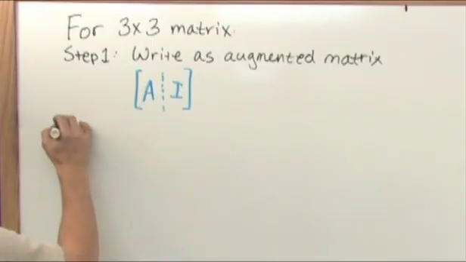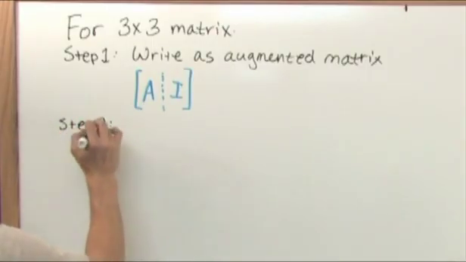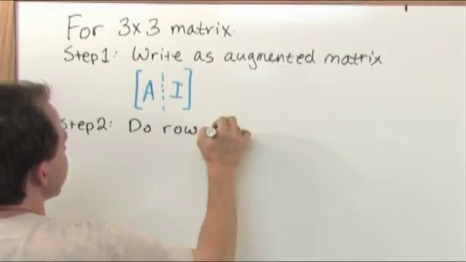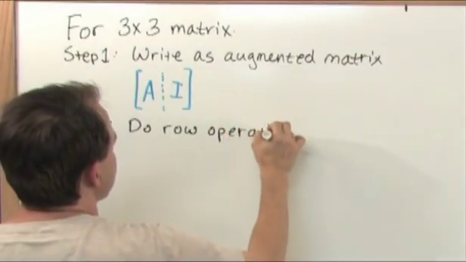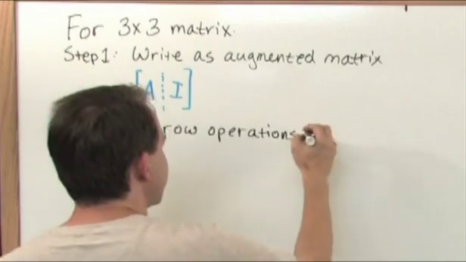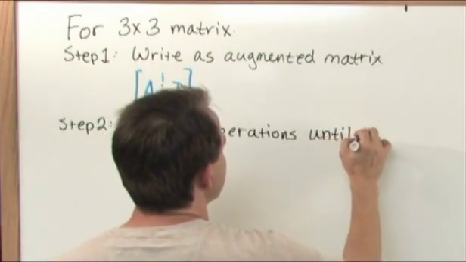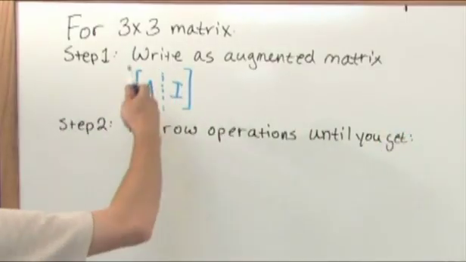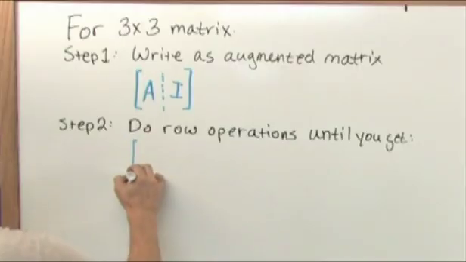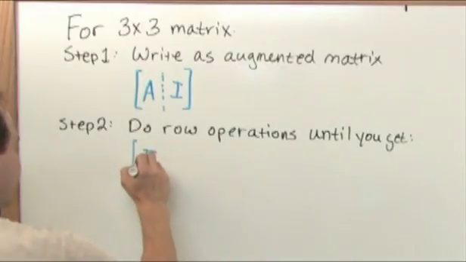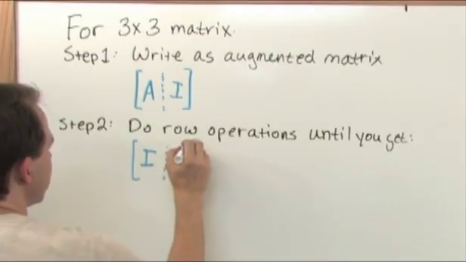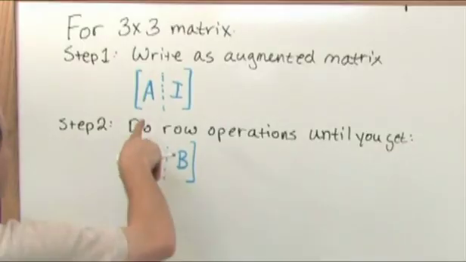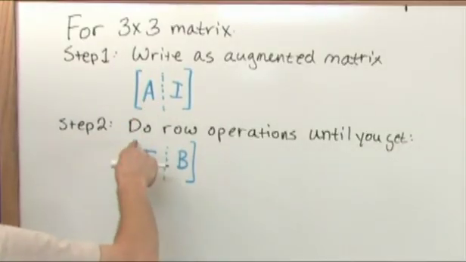Okay, step 2. You do row operations until you get the following thing, and I'm going to change colors. You do row operations like I've taught you how to do until you actually end up with an identity over here and some other matrix over here. In other words, what you do is systematically, step by step, you'll take several steps to do this, you change the left-hand side into an identity with ones along the diagonal.